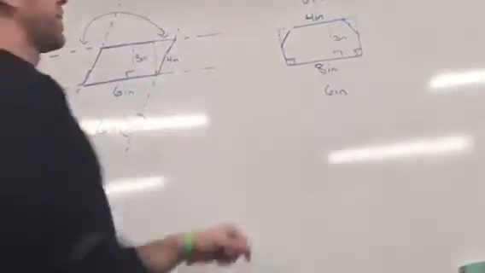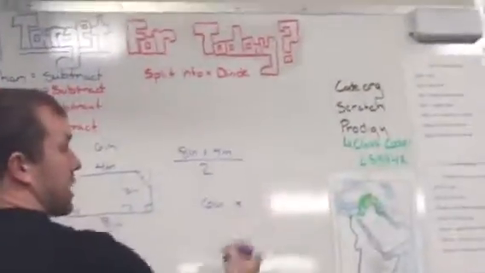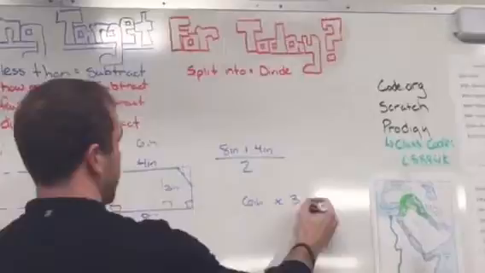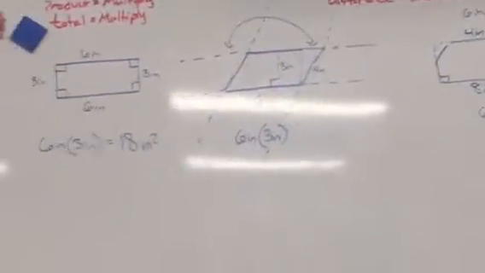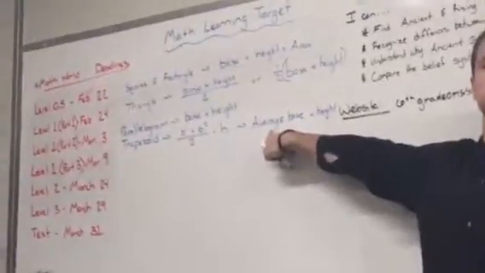What's 4 plus 8? 12. Base 1 plus base 2. So B1 is 8 inches plus 4 inches equals what? 12 inches divided by 2. 6 inches. 6 inches times, what's my height? 3. Isn't that the exact same thing I did on the rectangle? 6 inches times 3. Same thing as my parallelogram. But what's the difference? Rather than saying base times height, what do you say? Base 1 plus base 2, you find the average of the two bases.